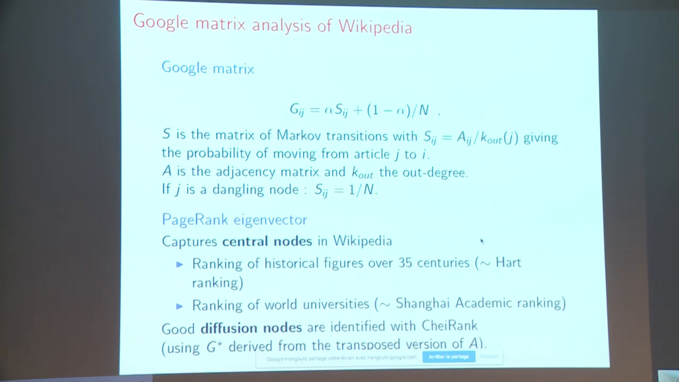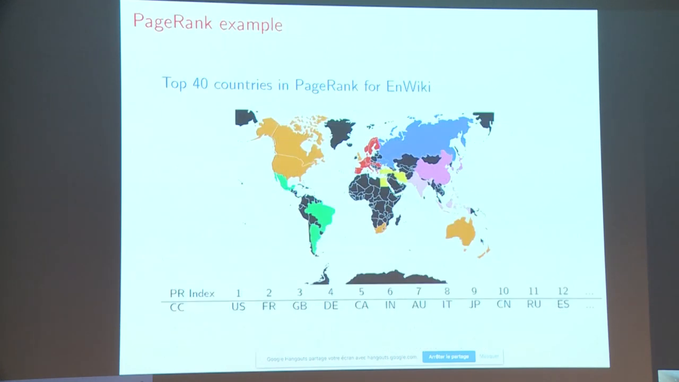In this case, you will extract good diffusion nodes and the nodes which are good for diffusion capabilities. So in terms of a small PageRank example, I'm going to start introducing the various studies we have done. One of the studies really looked at geopolitics interactions among countries, either worldwide or at the scale of Europe.